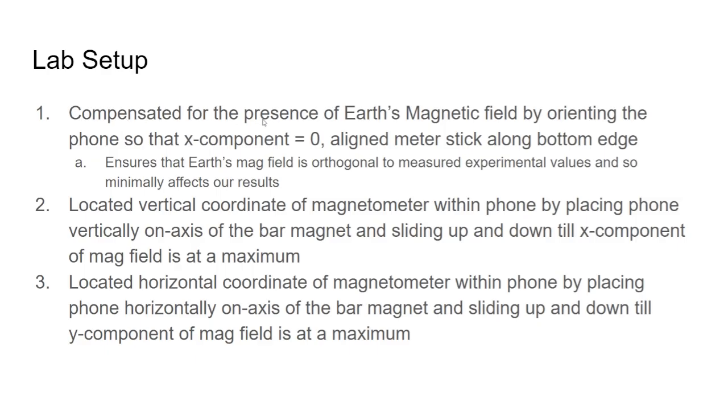We first compensated for the presence of Earth's magnetic field by orienting the phone so that the x-component equals 0, and this ensures that Earth's magnetic field is going to be orthogonal to the measured experimental values, and so it minimally affects our results. We then found the location of the magnetometer inside of the phone by lining it up on axis with the bar magnet, and then just sliding the phone up and down until it reached the highest magnetic field recording in some component, and then we knew that was where the magnetometer was.